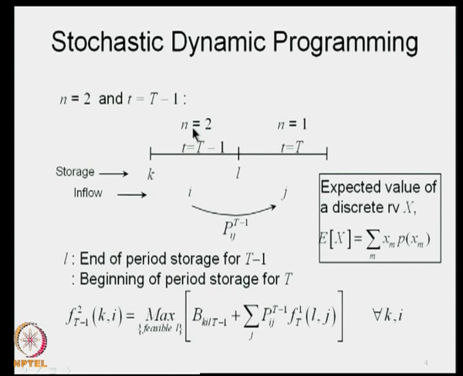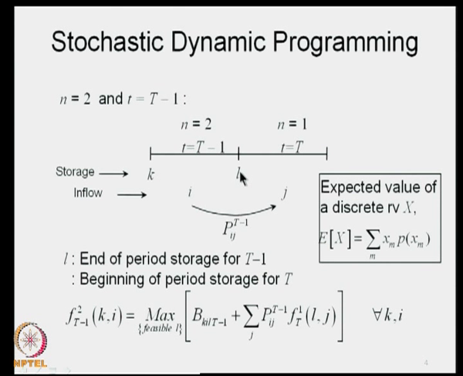So, stage number 2 computations, if you understand correctly, then all other stages are straightforward. At stage number 2, we are in period T is equal to capital T minus 1. If you are solving for monthly time periods, this would have been capital T will be 12. Therefore, 12th month we would have solved, we are going to 11th month now. We are solving it for a given storage K and a given inflow I.